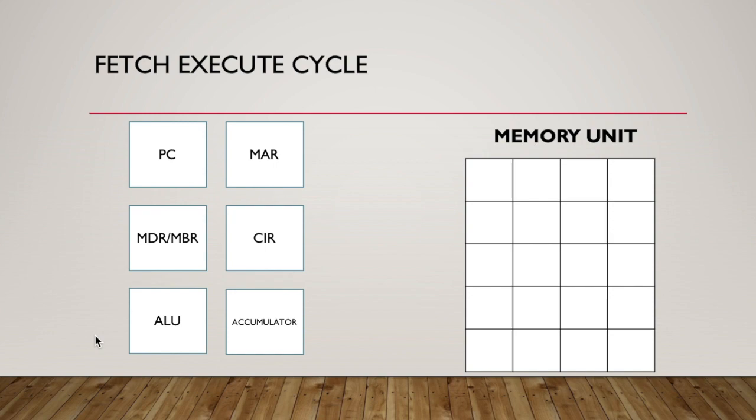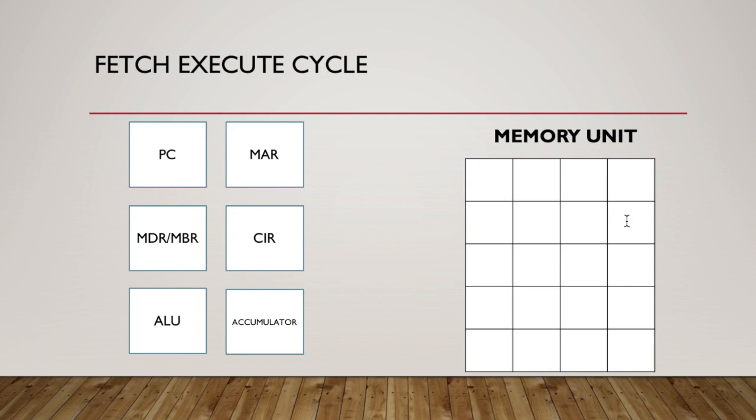The PC is the program counter. Okay, this keeps track of which number we're on. So, for example, if the instructions that you're going through, we're on instruction number 3, in the program counter will be number 3. Memory address register holds the location of the data that we're looking at. Each of these little boxes in the memory unit has an address. This is the address where this is held.